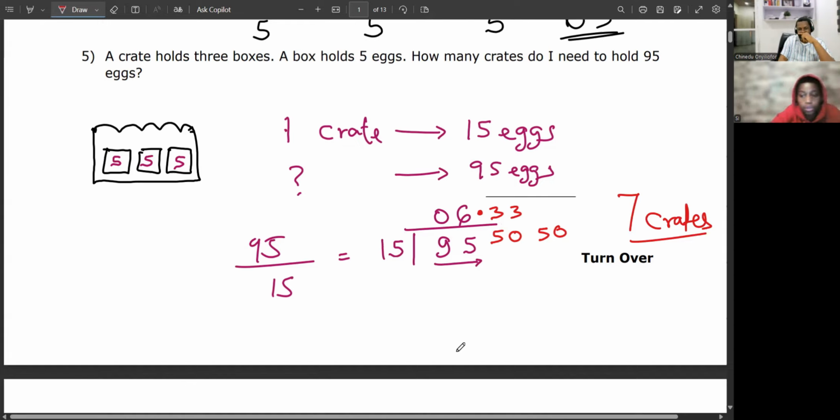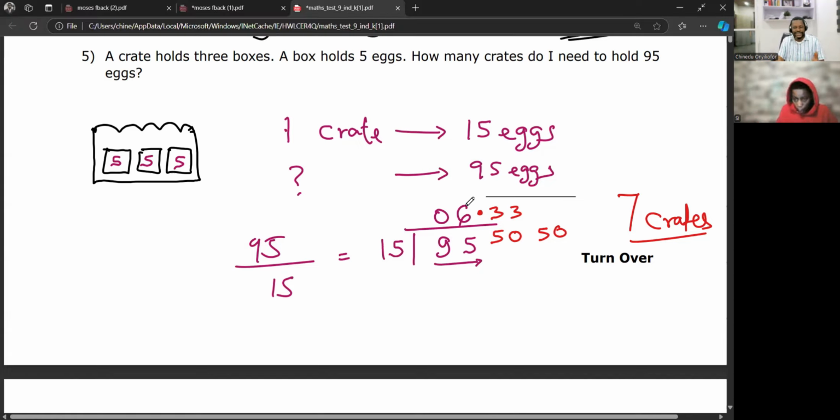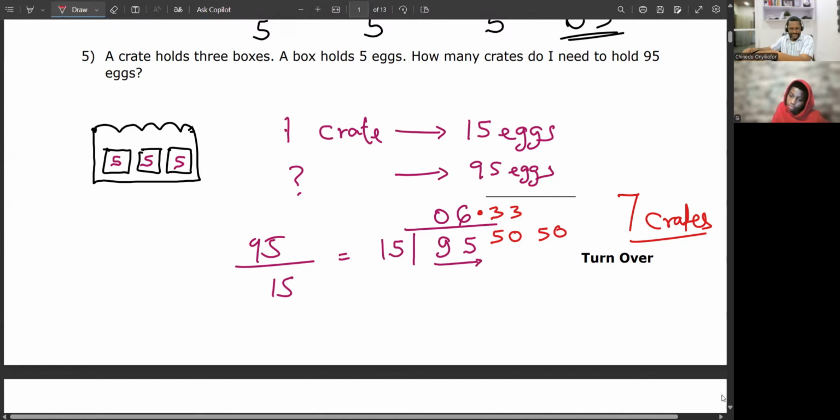Wait, but how? Because you see, it can comfortably hold 6 crates. But some eggs are remaining. So it has to go to the next one. It's going to go to the next crate, which is the seventh crate. So it conveniently fits 6 crates complete, but there are some remainders. So the remainders will have to go to the seventh crate. So that's why it's going to be 7 crates.